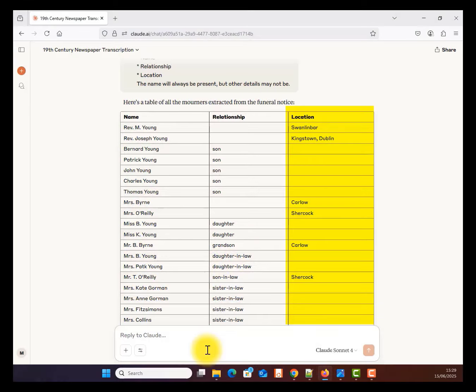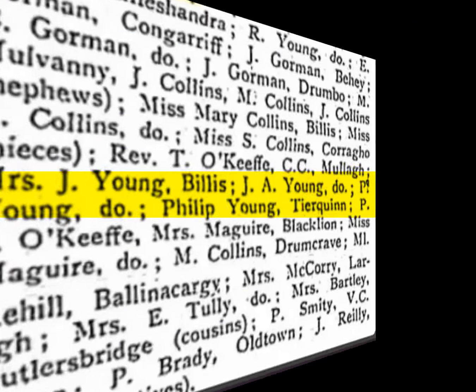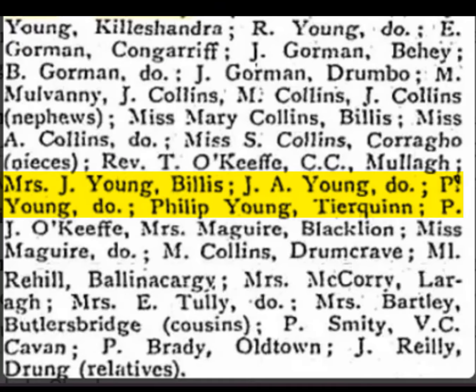Let me start with the locations. See the text DO that occasionally appears after a name? That's an abbreviation for ditto, pretty standard in old newspapers, UK and Ireland. I've highlighted 4 people with the surname of Young. Mrs. J. Young, Phyllis, J.A. Young, ditto, P. Young, ditto, and Philip Young, Tier Quinn.